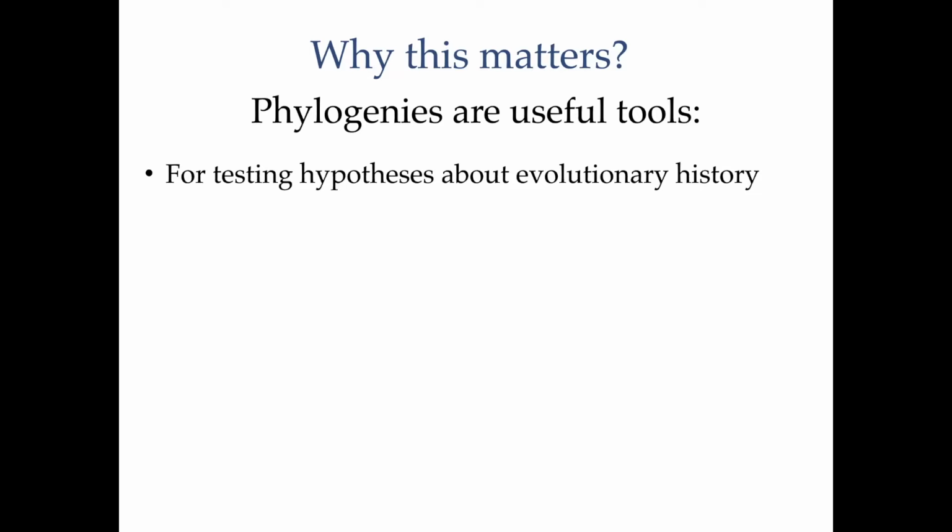Are we mostly related to chimpanzees? Are we mostly related to gorillas? Things like this. We can use phylogenies to test those hypotheses. We can use it for identifying unknown organisms. And a very good and very current example of that is what happened with COVID.